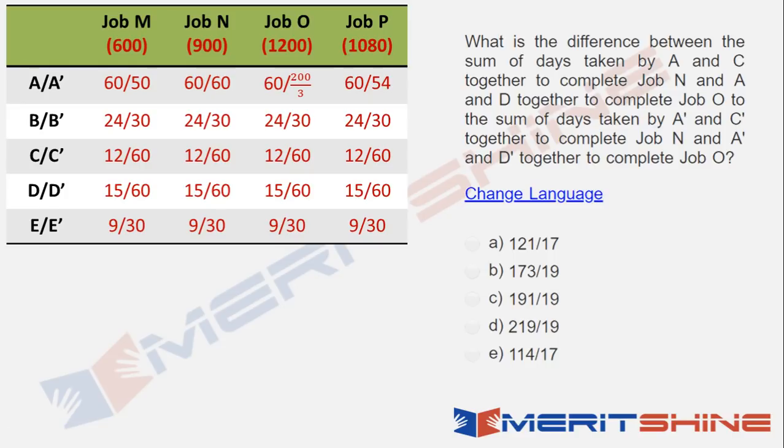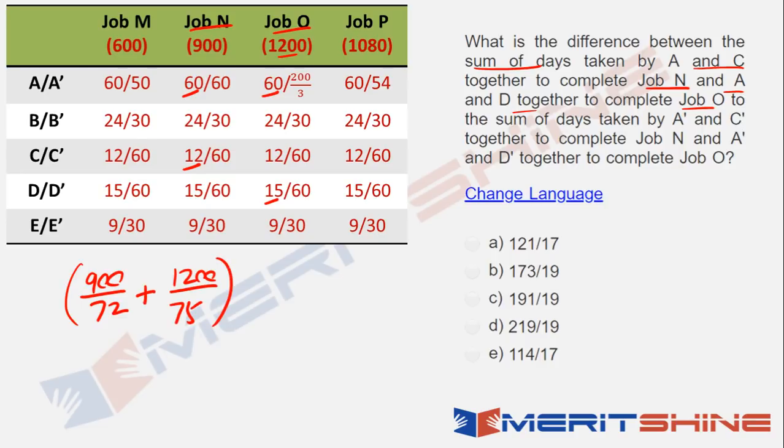The difference between the sum of days taken by A and C together to complete job N, A and C, 60 plus 12. So how much time? 900 upon 72. Just keep writing like that. Difference between the sum. So first we have to take the sum. This plus A and D together to complete job O. A, D. So this is 60 plus 15, 75. Job is 1200. So 1200 upon 75.